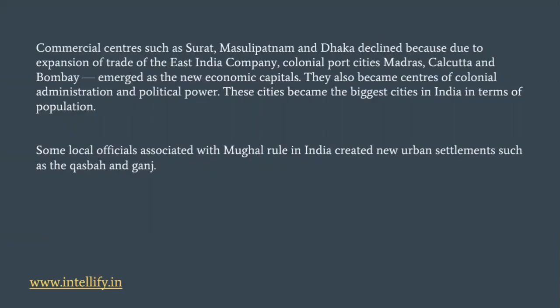Next, some local officials associated with Mughal rule in India created new urban settlements such as Qasba and Ganj. So we saw earlier that the Mughal Empire declined. So local officials who were earlier associated with Mughal rule in India started creating new urban settlements, and they were called Qasba or Ganj.